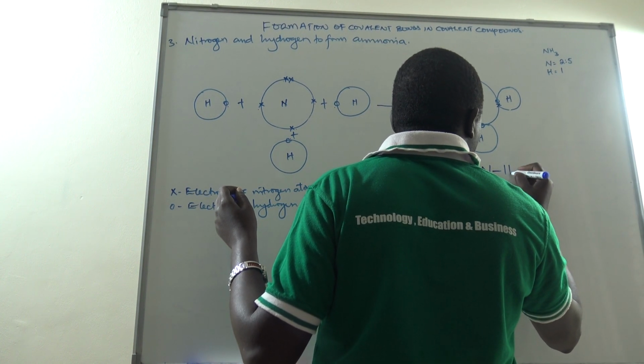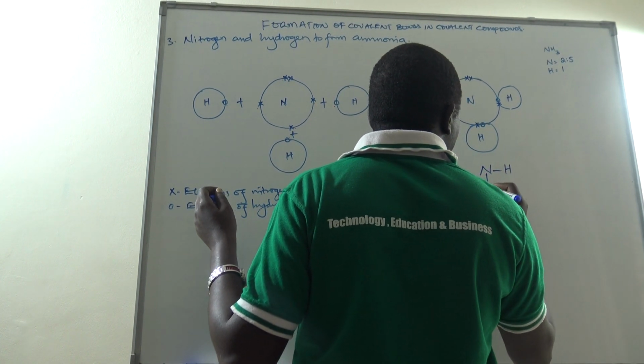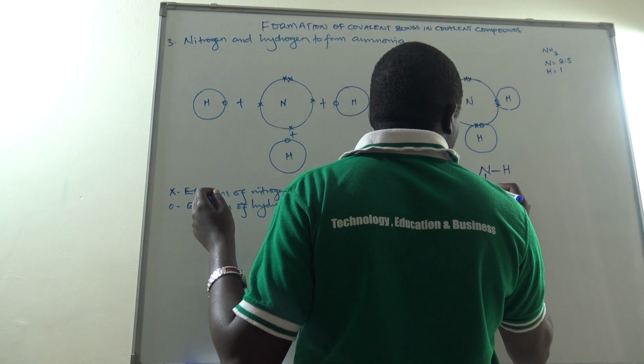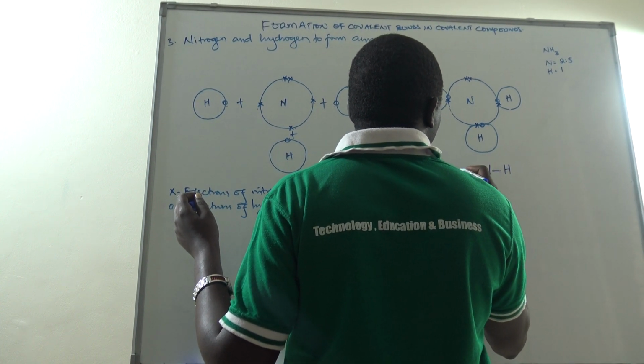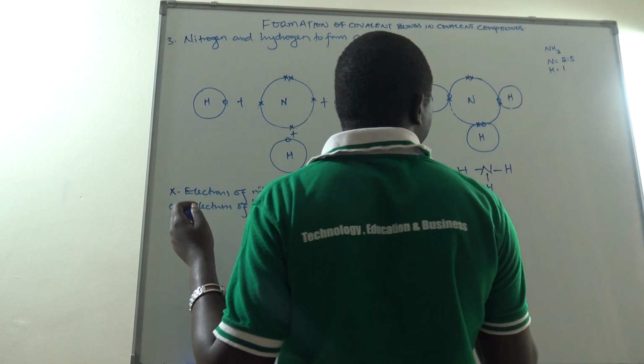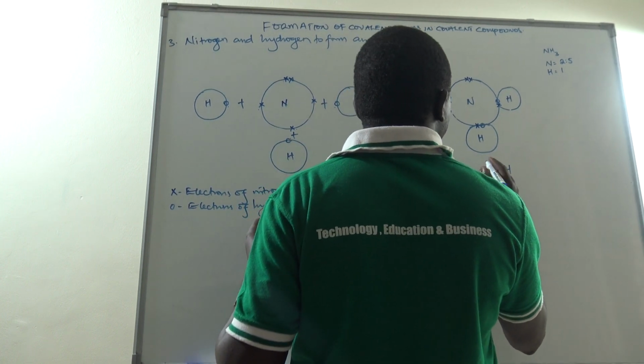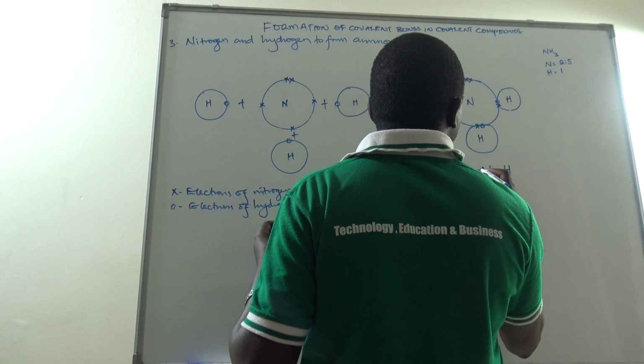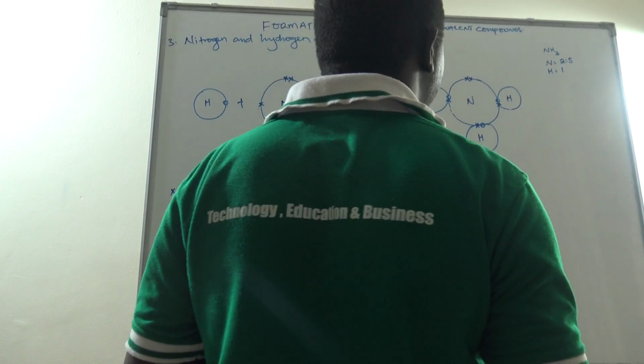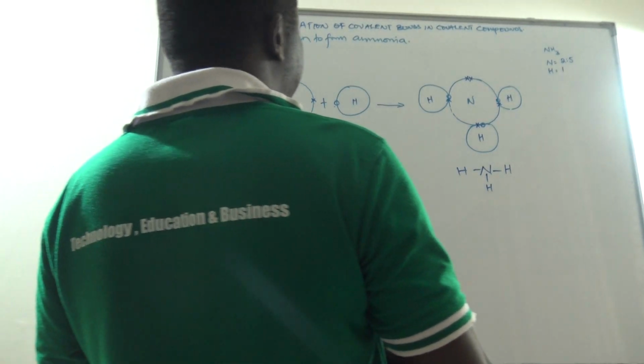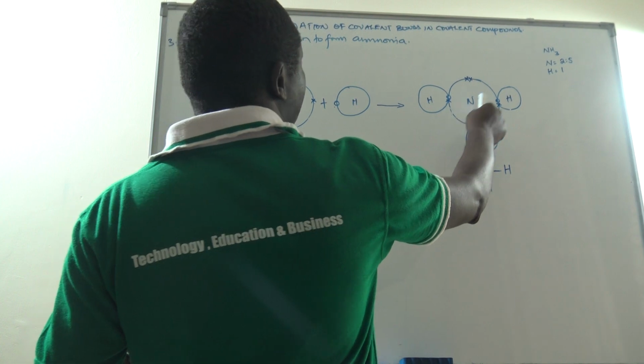So there is one hydrogen atom here, there is another nitrogen atom with a hydrogen atom here, and another one here with a hydrogen atom. So this is the structure of ammonia in this case, when hydrogen and nitrogen atoms combine. So this one is a covalent compound.